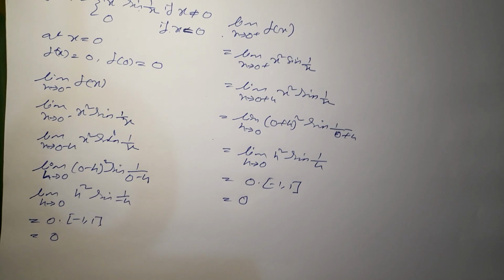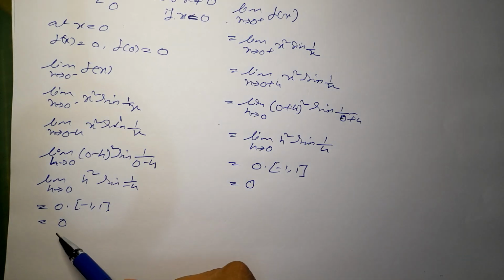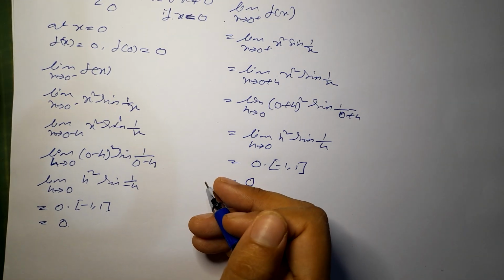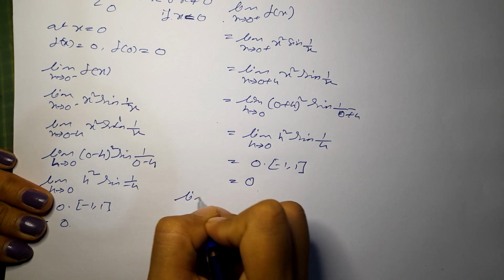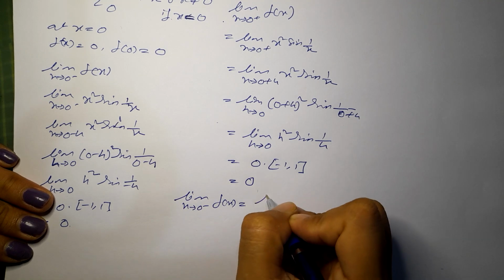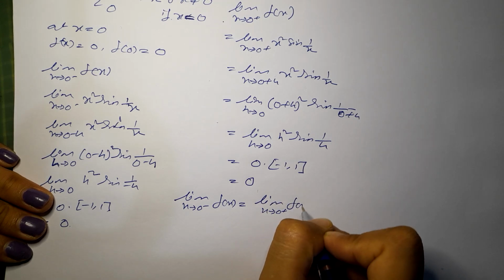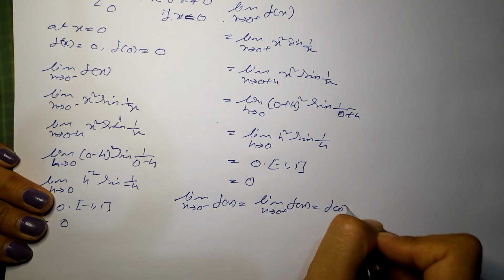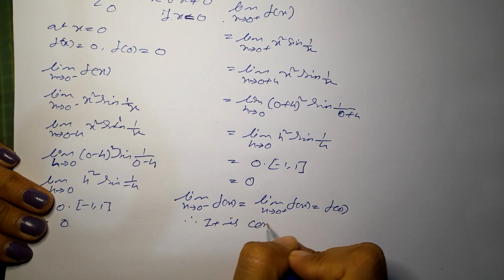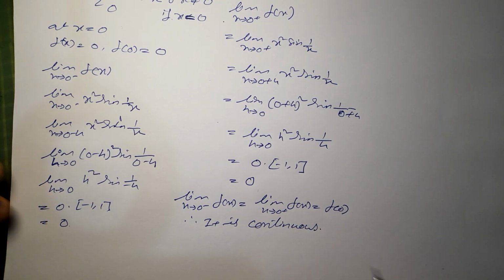So therefore here it is also 0, all the three are equal. F of 0 is 0, left hand limit 0, right hand limit 0, so all these three are equal, so it is continuous. So limit x tends to 0 minus f of x equals limit x tends to 0 plus f of x is equal to f of 0. Therefore it is continuous.